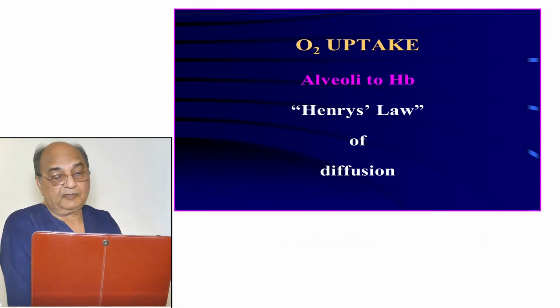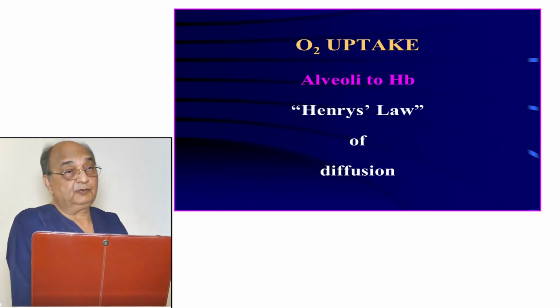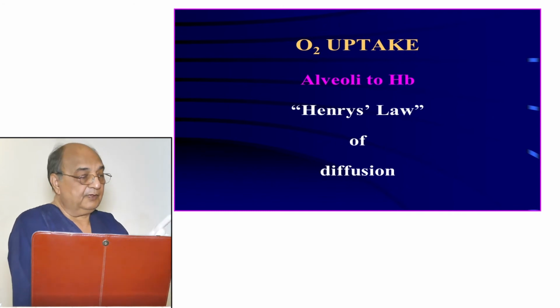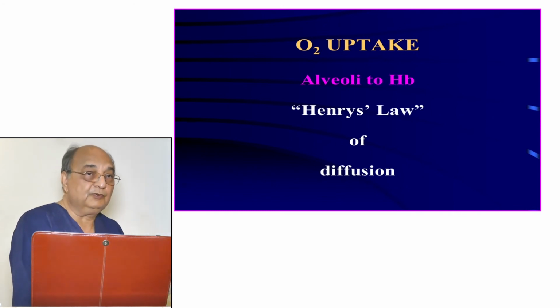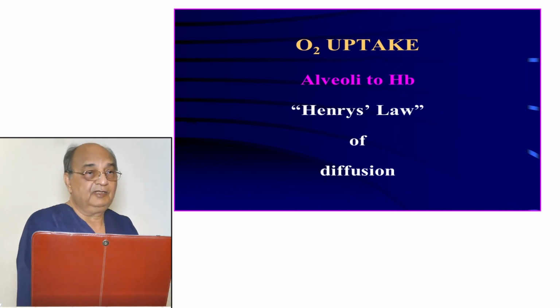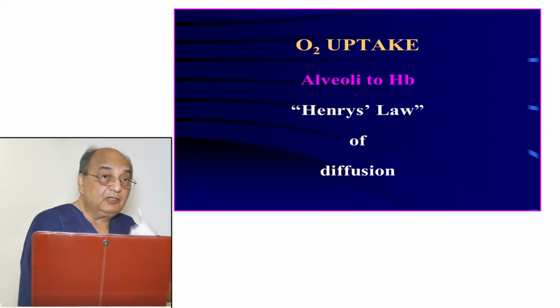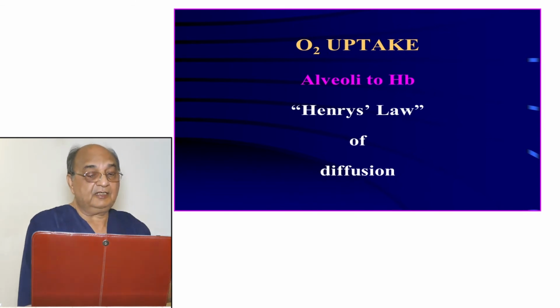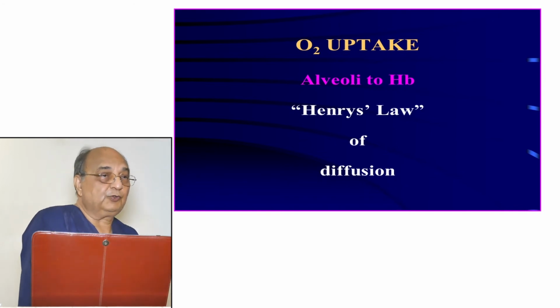Then comes oxygen uptake from the alveoli to the blood, to the hemoglobin. Because from the alveoli, it is passing through the alveolar epithelium. Then it is passing through the interstitial compartment. Then it passes through the capillary endothelium. Then it goes to the plasma. Then from plasma to hemoglobin. It is all liquid media. It is Henry's law of diffusion. That is, diffusion through liquid media, in addition to pressure gradient, is directly proportional to its solubility coefficient.